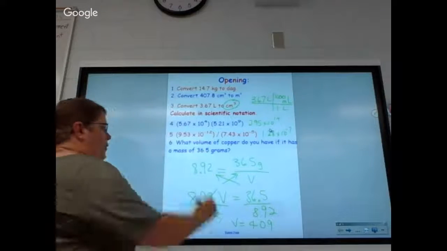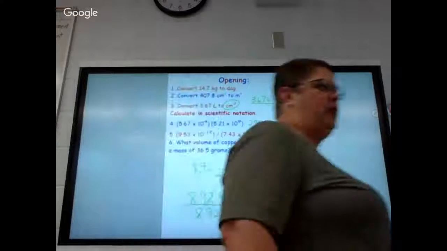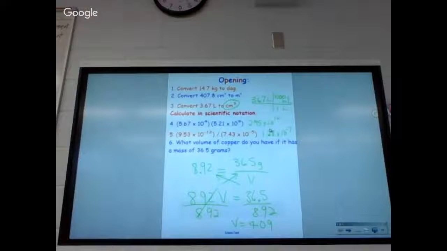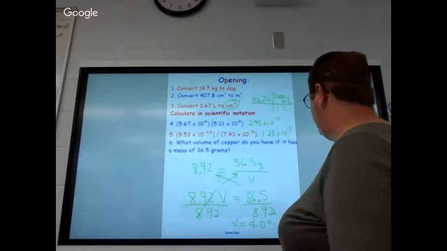4.09. Now, we know we have grams, and you have to look at the top column of your blue chart and see what it says. So at the top of your blue chart, it says grams over centimeters cubed. So that gram is going to cancel the gram on your blue chart, and so your unit is going to be centimeters cubed.